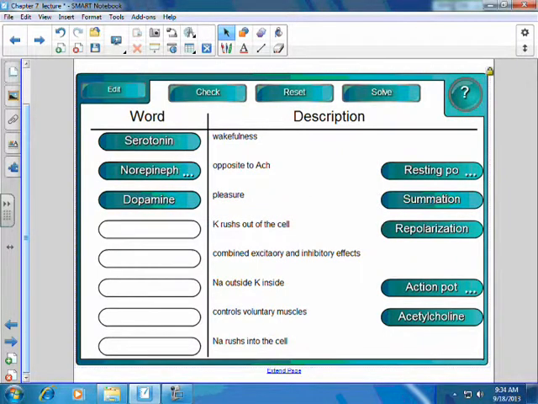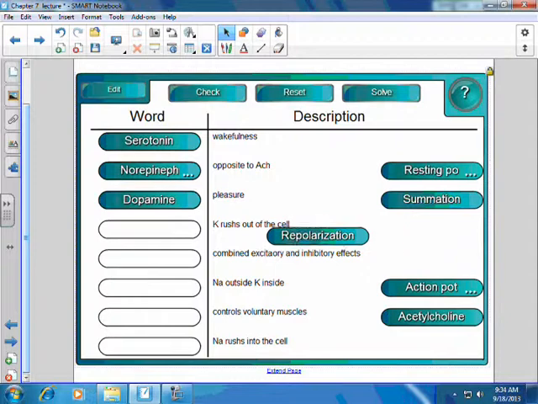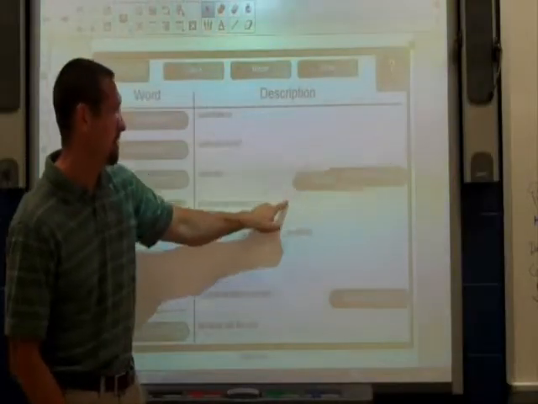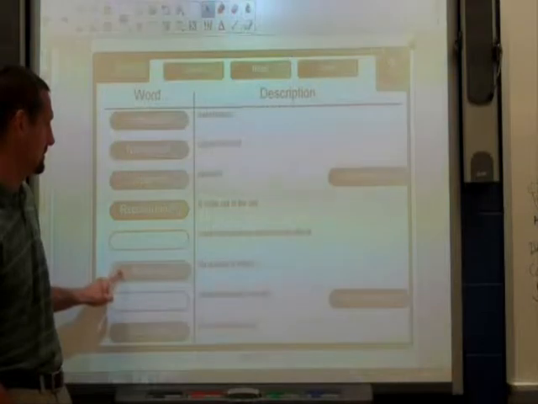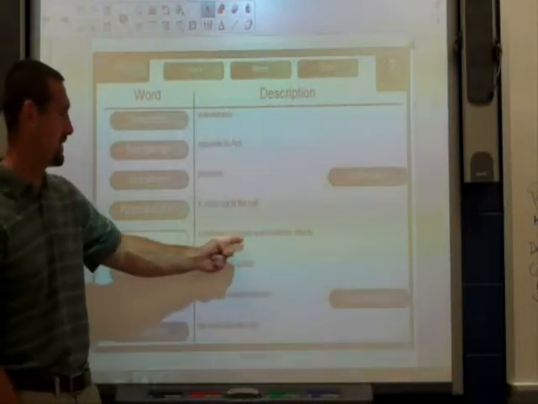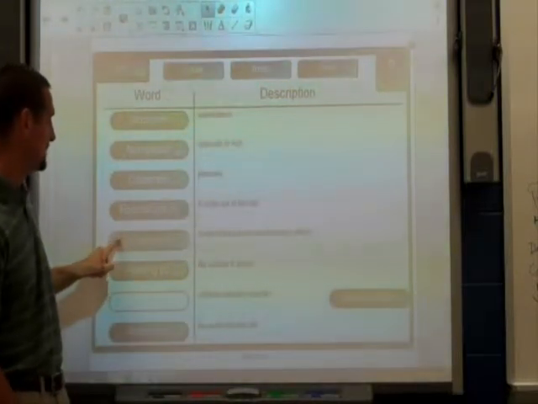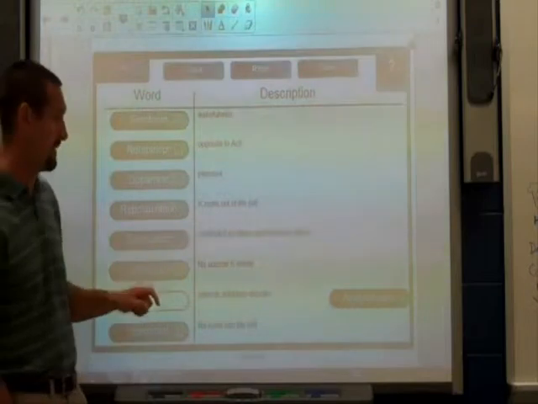Potassium rushing out of the cell. All right, so when potassium rushes out of the cell, that's going to be repolarization. When sodium rushes into the cell, that's when we get our action potential. When sodium's normally on the outside, potassium's on the inside, that's our resting potential. When we're combining the excitatory and inhibitory effects, that's going to be summation. We're just going to add those up, see which is the larger number.